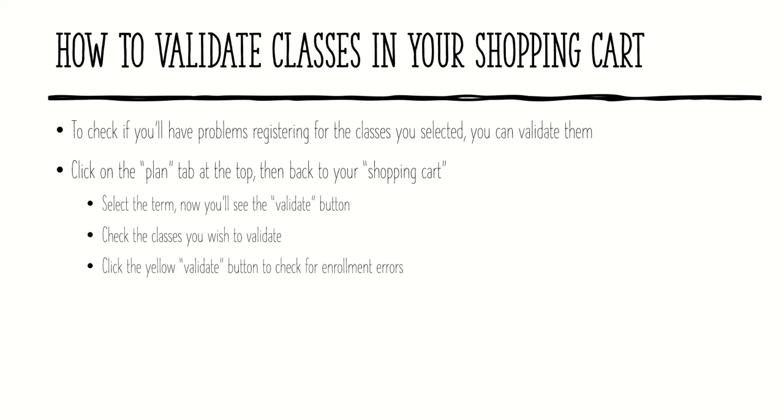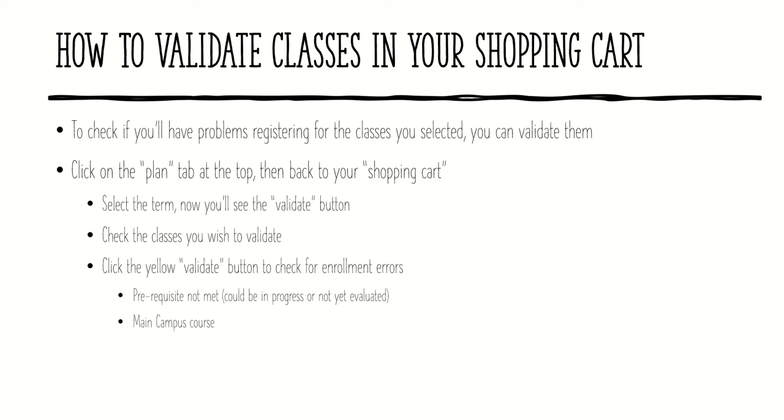You'll check the classes you wish to validate, and it'll check for potential enrollment errors. Such errors could be like a prerequisite that is not currently met. That means the prerequisite is either in progress during this semester, or you've submitted transcripts for it, but it hasn't yet been evaluated. It could also mean that you're trying to add a main campus course.